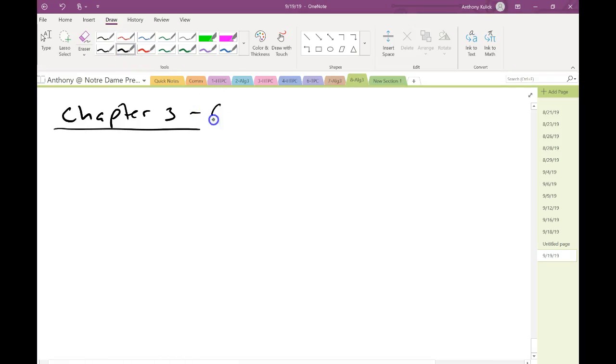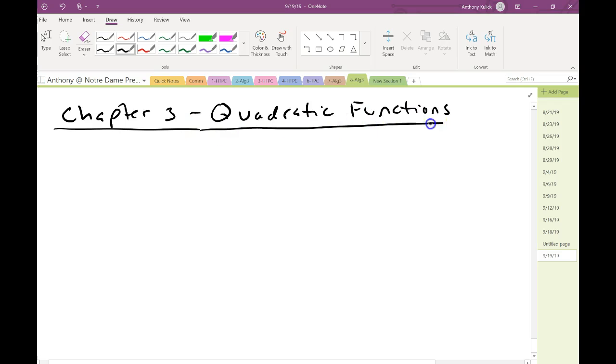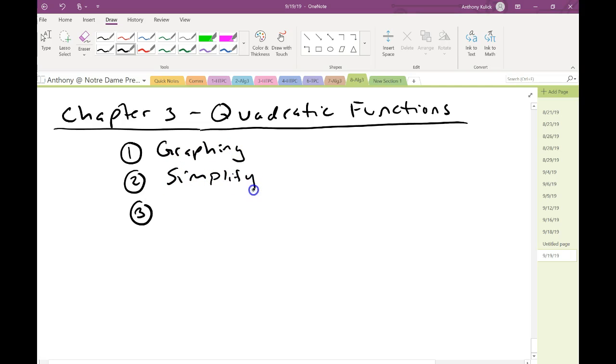So chapter 3 is going to be about quadratic functions. And we talked about earlier in the course that each time we talk about one of these new function classes, we're going to be concerned with these three skills primarily. So we were going to be concerned with being able to draw the graph for the function, being able to simplify algebraic expressions involving that function, and solve equations involving that function. So these are the three primary skills.